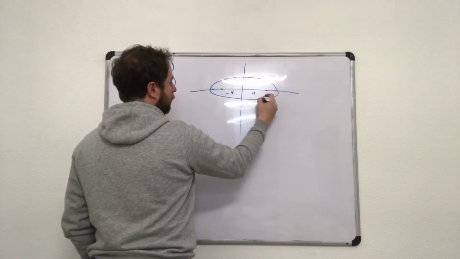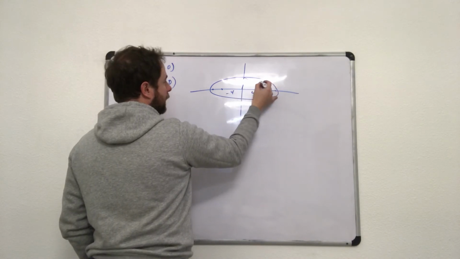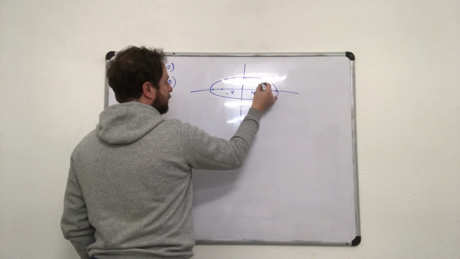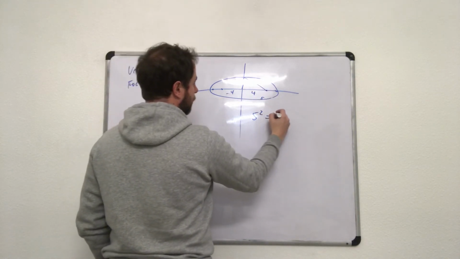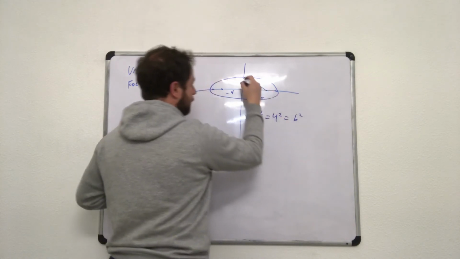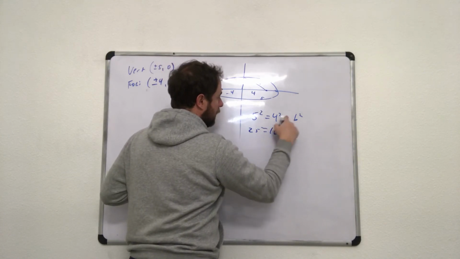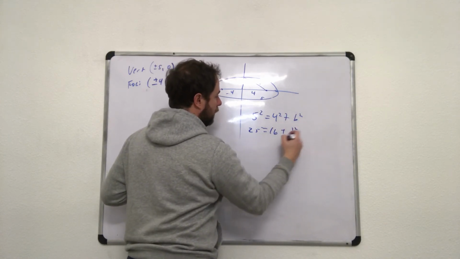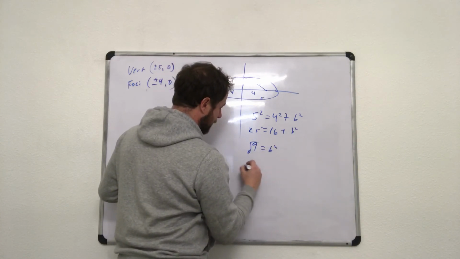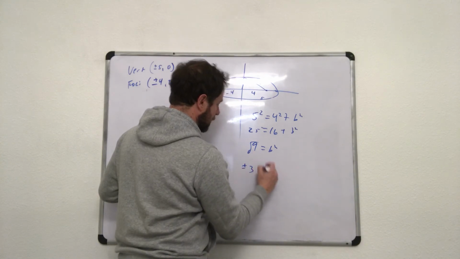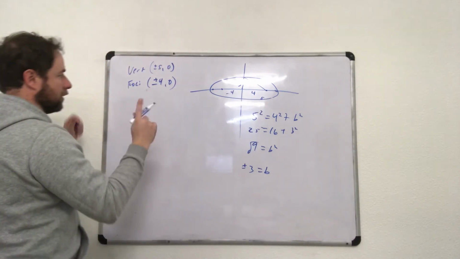The whole thing is 5. But if the whole thing is 5, you're actually going to make a triangle with the foci, and the vertex is also the same as the hypotenuse here. So you can use the Pythagorean theorem in order to find this missing piece. So 25 equals 16 plus b squared, subtract, 9 equals b squared, square root. So positive or negative 3 is the b. So this is the other vertices here. Now this is going to be easy to figure out.